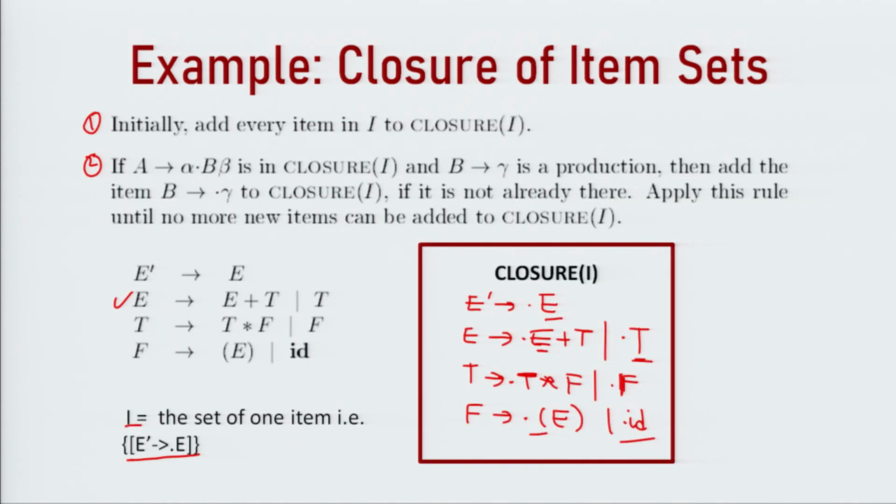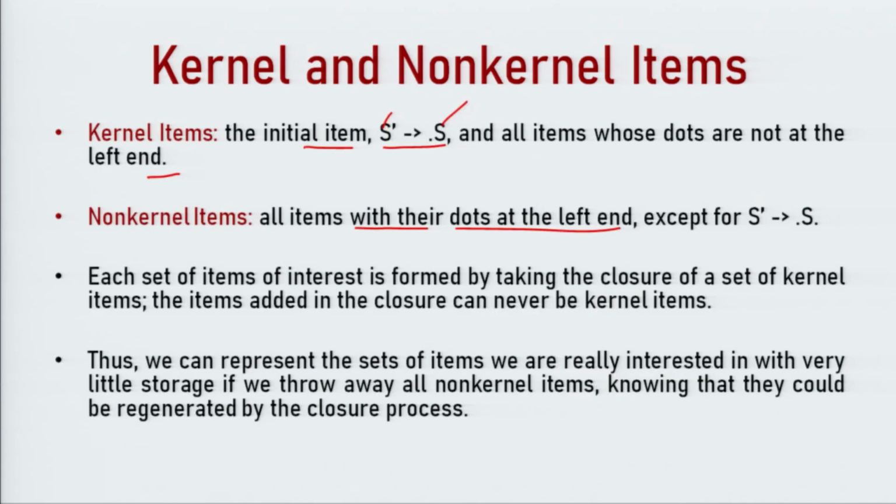So, if you look at this example, here we can see that E prime to dot E is the kernel item, and all the items where dot is at the left end are non-kernel items. So, here this is the kernel item and these all are non-kernel items. Now, each set of items of interest is formed by taking the closure of the set of kernel items. The items added in the closure can never be kernel items. So, whenever we add some item into the set due to a particular item, that will be a non-kernel item, that can never be a kernel item.